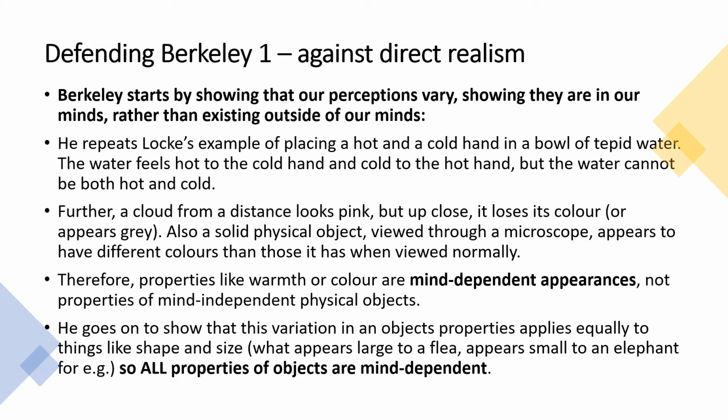It depends on people's minds. It depends on the mind of the perceiver. So all of the properties of objects are mind dependent. They all are properties in our minds rather than properties that exist outside of our minds. This is enough for Berkeley to disprove direct realism, and on the last point also indirect realism.